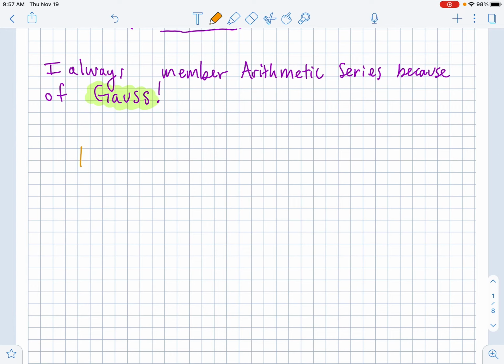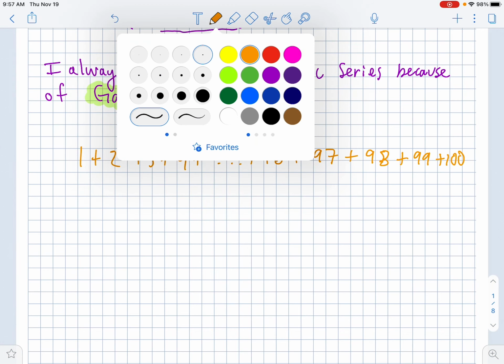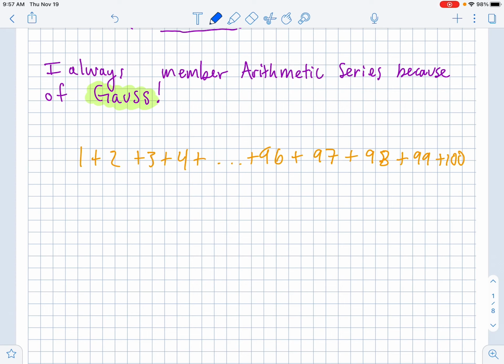So that would be 1 plus 2 plus 3 plus 4 plus ... 96 plus 97 plus 98 plus 99 plus a hundo. So, little Gauss, 7 years old, goes back to his desk, and, they didn't have calculators back then, but he had the answer within minutes. The way little Gauss figured this out is basically with an arithmetic series formula. So, the way he did it is he saw that you don't have to add these in order.